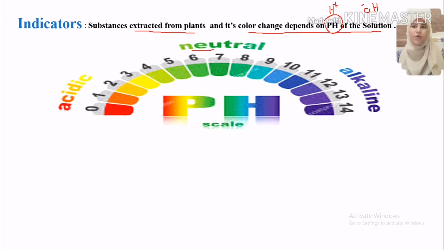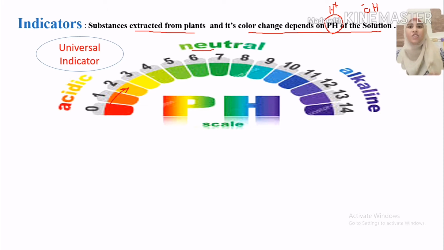First type of indicator is universal indicator. By using the universal indicator, we have strong acids. Strong acids, their pH is from 0 up to 2. Their color ranges from red up to orange. We have weak acid. Its color ranges from orange up to yellow. We have very weak acids and we have neutral solution. Neutral solution pH is exactly 7.